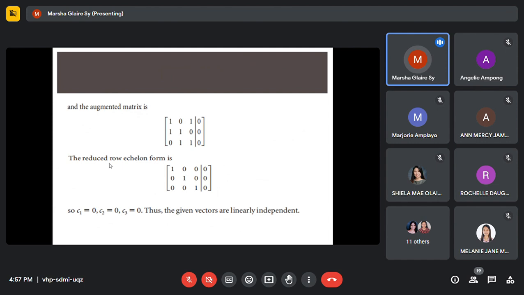We have here (1,0,1), (1,1,0), and (0,1,1), which is equal to 0. So if we reduce this one right here, this is the result. Our scalars are all 0: c1 is 0, c2 is 0, c3 is 0. Thus, the given vectors are linearly independent.